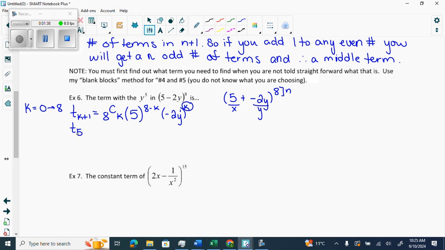So let's fill it in. T5 plus 1 equals 8c5, 5 to the 8 minus 5, negative 2y to the 5. So it's term 6.